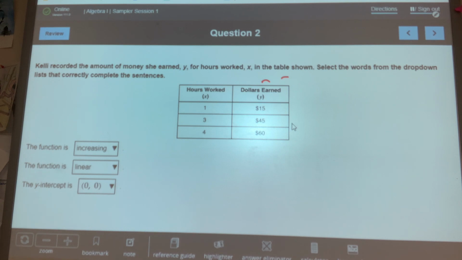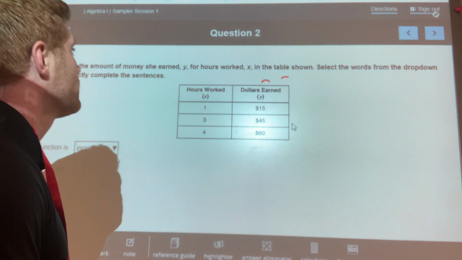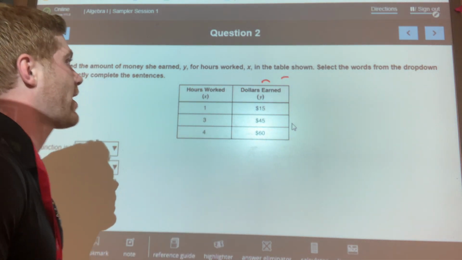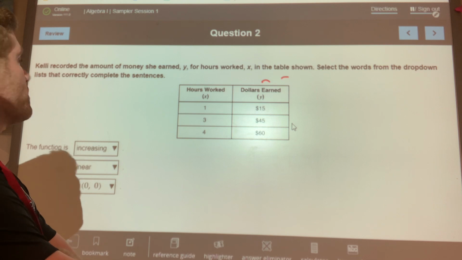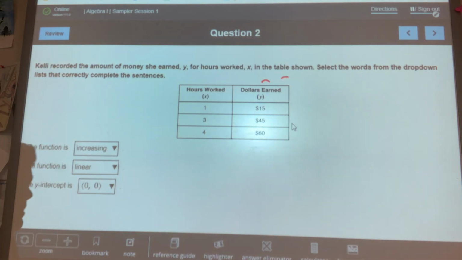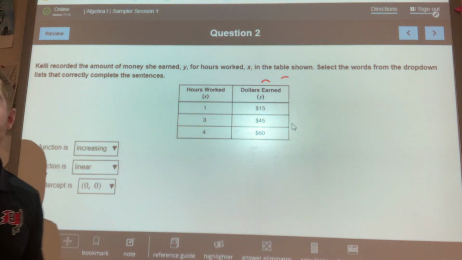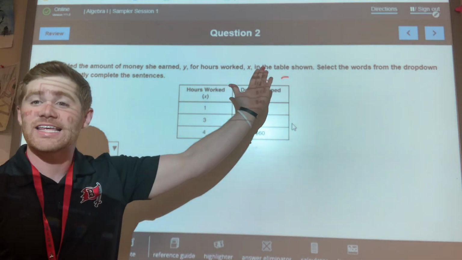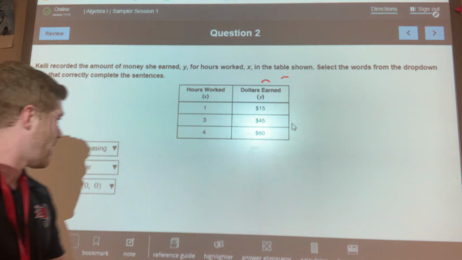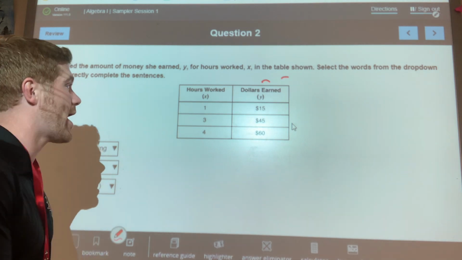Okay, next question. It says Kelly recorded the amount of money she earned, y, for hours worked, x. Select the words from the drop-down list that correctly complete the sentence. So if we're looking at this here, we know that they are all increasing because it's literally getting bigger. Okay, so they're increasing. The function is linear, and here's why.